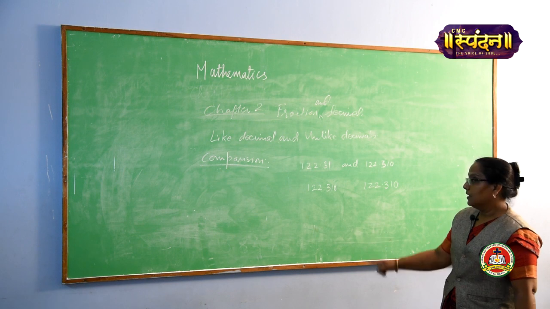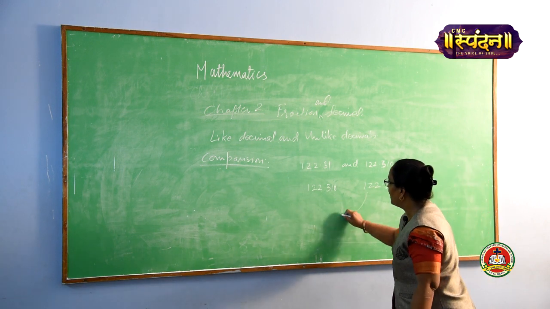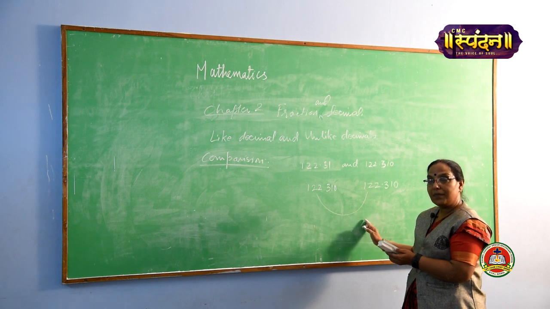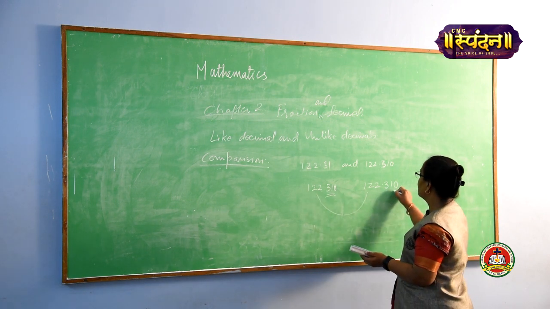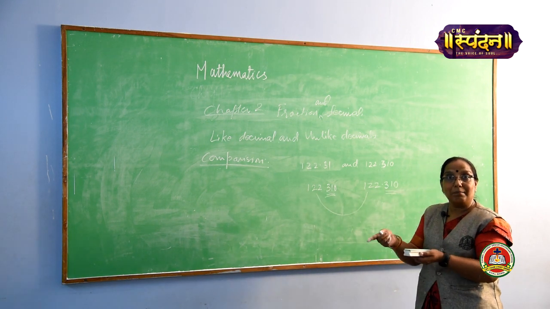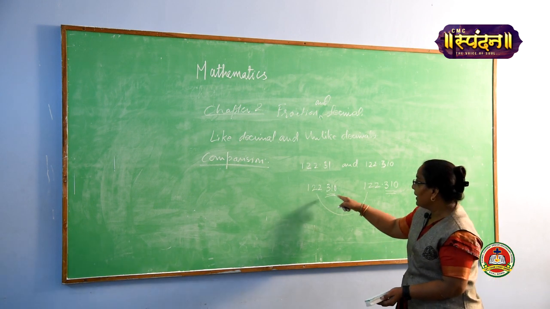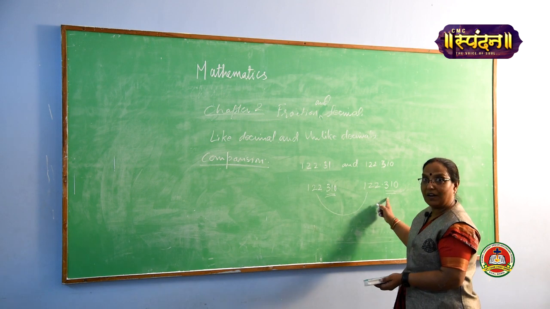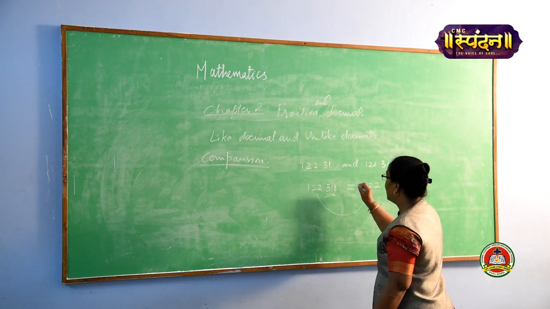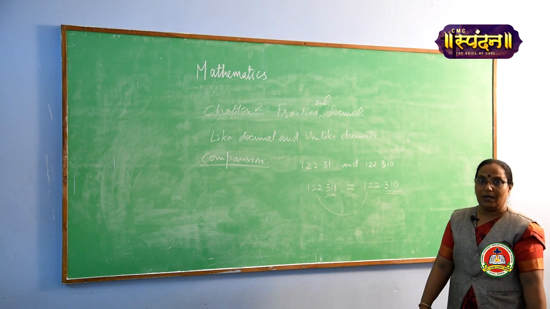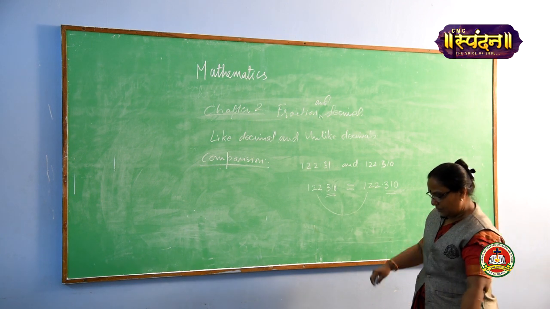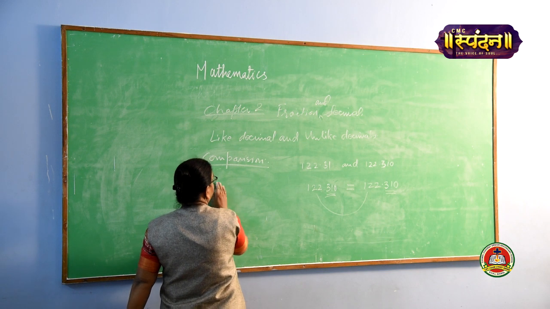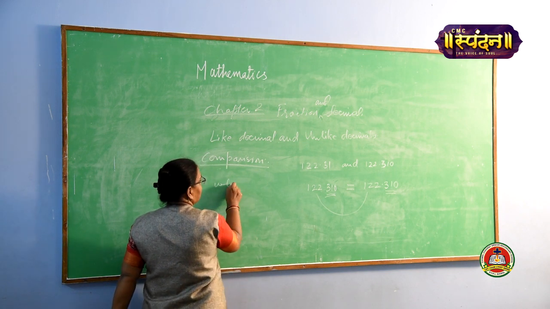Now, see, the whole number part is the same. If the whole number parts are the same, we have to go through the decimal part. That means compare the decimal part. Luckily here the decimal parts are also the same, 310, 310. So we are going to say yes, they are equal. Clear?